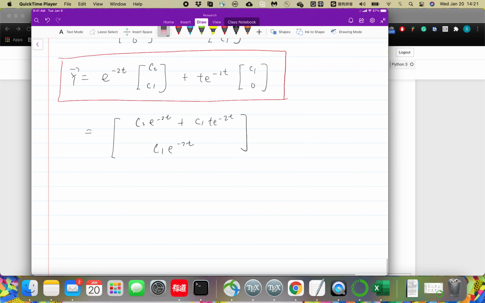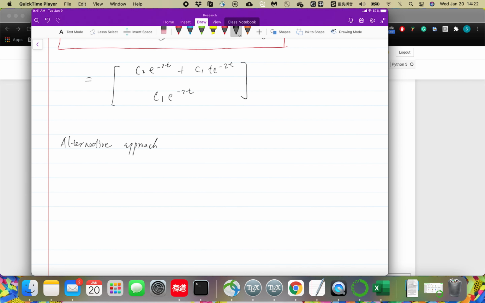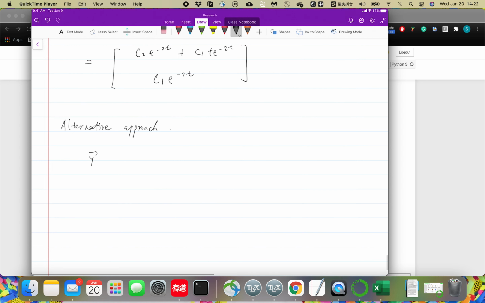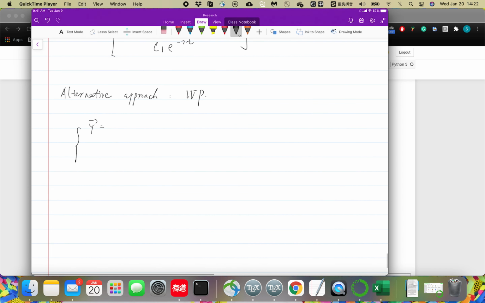Here, of course, I can give you an alternative approach, which is especially useful when you solve an initial value problem. So let's say you already have this, and you have an initial value.